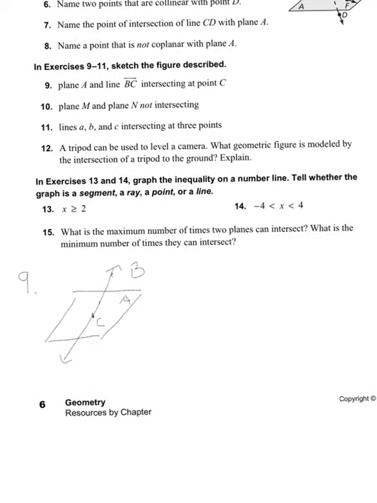Number 10, plane M and plane N not intersecting. Well, they are not intersecting. That means they do not touch. So number 10, I'm just going to draw two planes that don't touch. So one is going to be up here. I'm going to call this plane M. I'm going to put an M. And one is going to be down here. And I'm going to call this plane N. And that is plane M and N not intersecting.